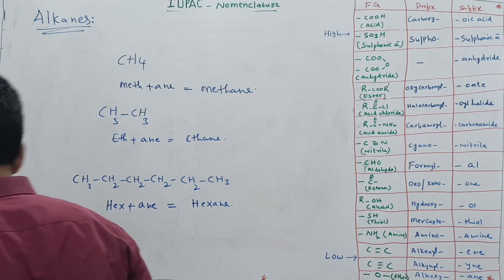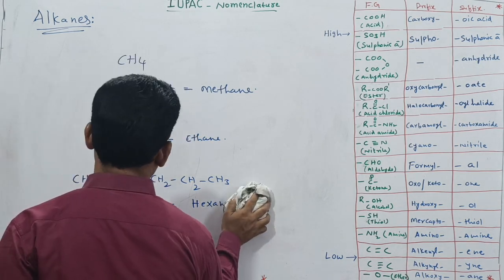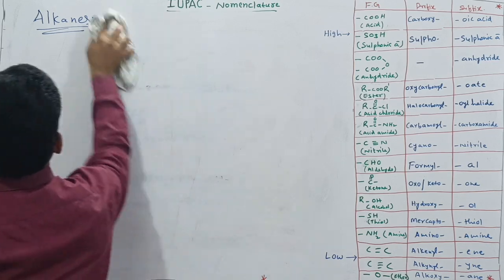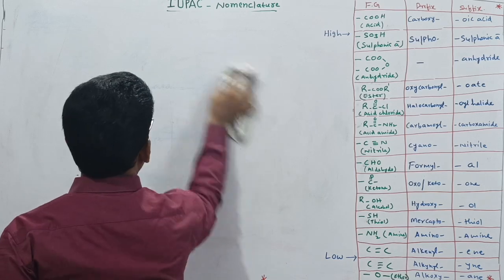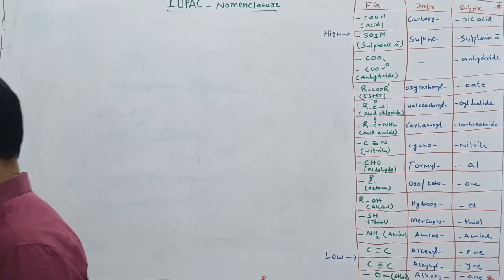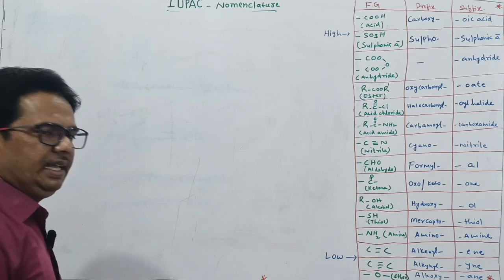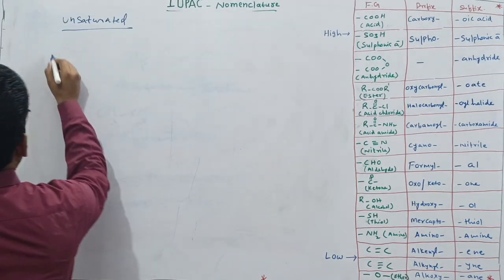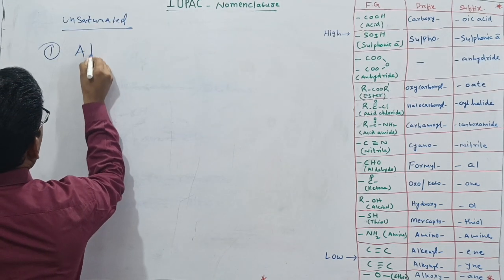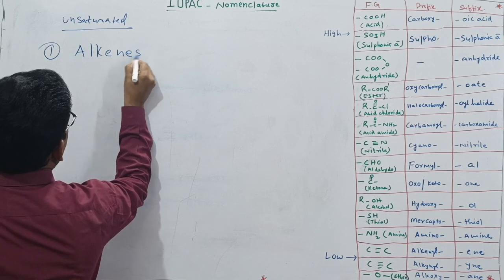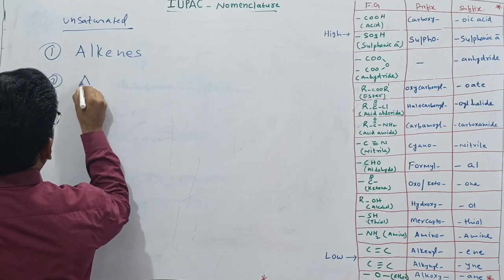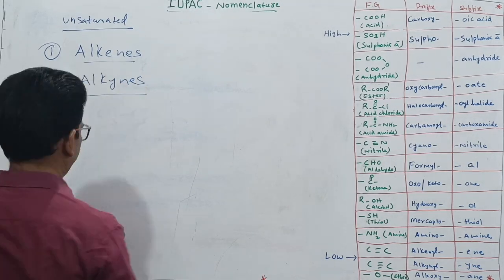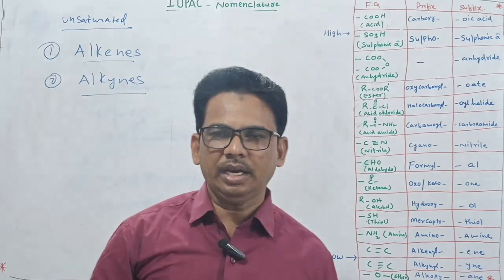Now we will go for the unsaturated compounds. Basically, unsaturated compounds are divided into 2 types. The first one is called the alkenes. The second one is the alkynes. I hope you are not getting bored.